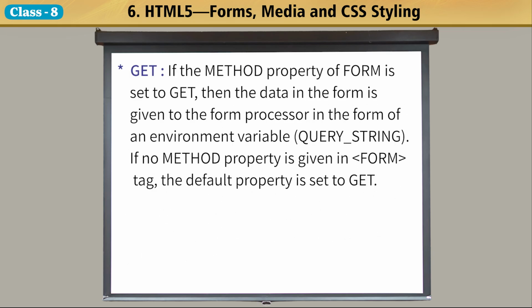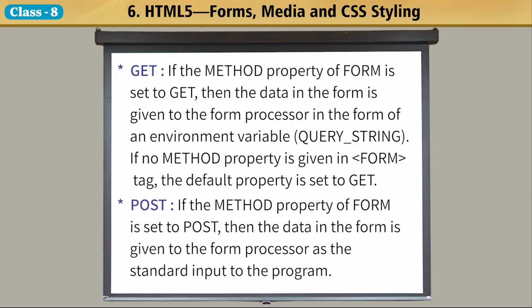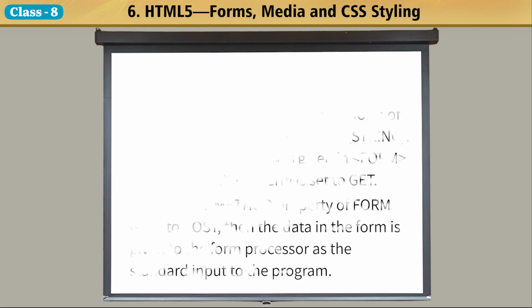Get. If the method property of the form is set to get, then the data in the form is given to the form processor in the form of an environment variable, query string. If no method property is given in the form tag, the default is set to get. Post. If the method property of the form is set to post, then the data in the form is given to the form processor as the standard input to the program.